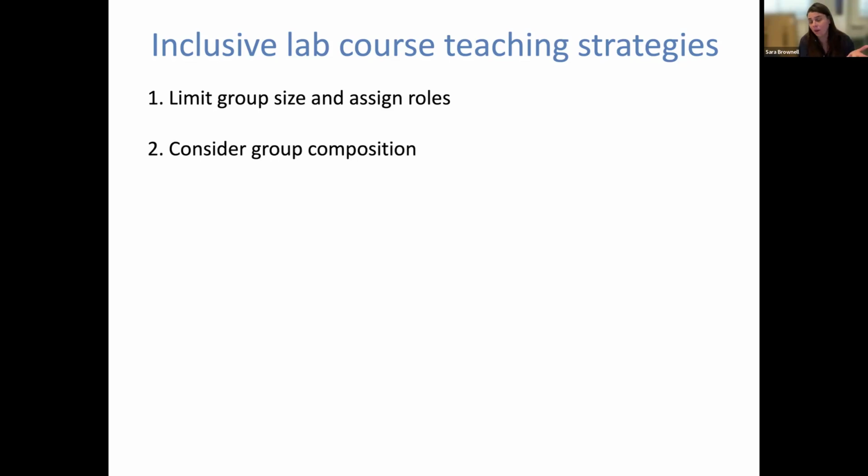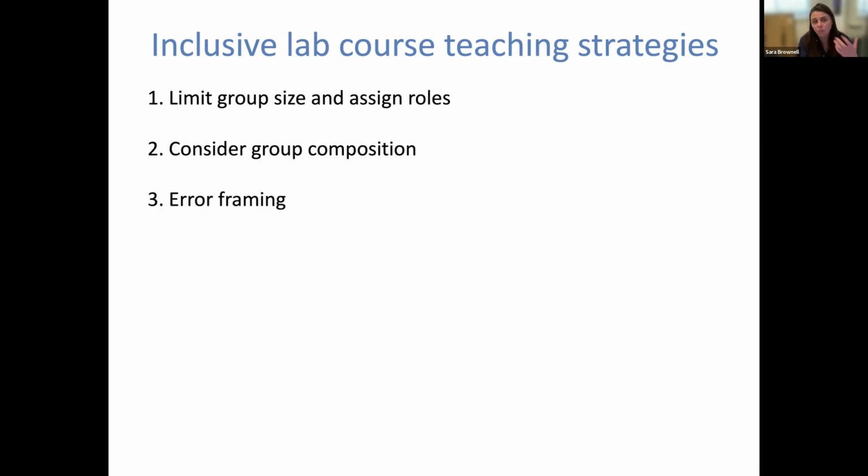So big picture, inclusive lab course teaching strategies that highly influence assessment. I would encourage limiting group size and assigning roles, right? To structure those groups more than just letting it be however. Smaller groups have less potential for one person to completely dominate. Consider group composition. Are you letting students form your own groups? Are you setting up those groups? There's pros and cons with both, but it's something to think about.